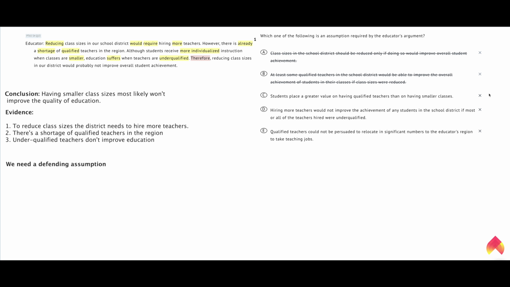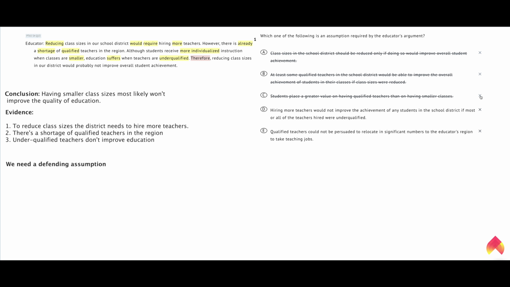Answer choice C says students place a greater value on having qualified teachers than on having smaller classes. This answer choice is kind of ridiculous. It's giving us this extra fact, but whether or not students value or students want something has absolutely nothing to do with the educator's argument. The educator's argument is talking about the effect of a hypothetical thing that they're trying to do, reducing class sizes. Students' desires or what students value is completely out of the scope of that, and so answer choice C is out.